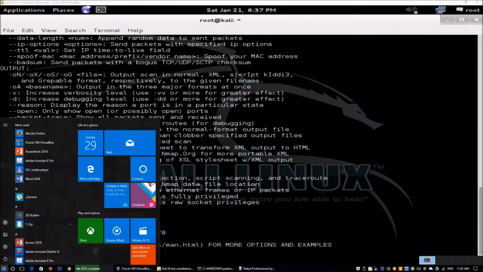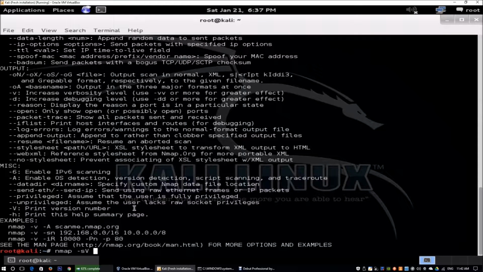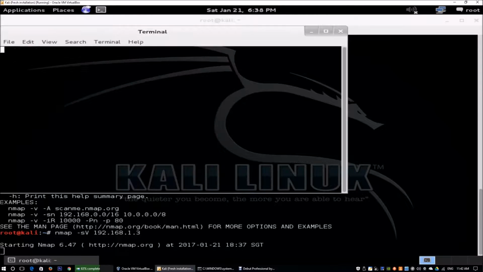As a start, I'm going to go to my host machine and check out the IP address. Over here, you can see I have an IPv4 address of 192.168.1.13. So nmap -sV 192.168.1.3, and you can enter. Nmap is going to take a while to scan through the information on the machine. While it is scanning, we're going to go through another command that we can use on nmap.